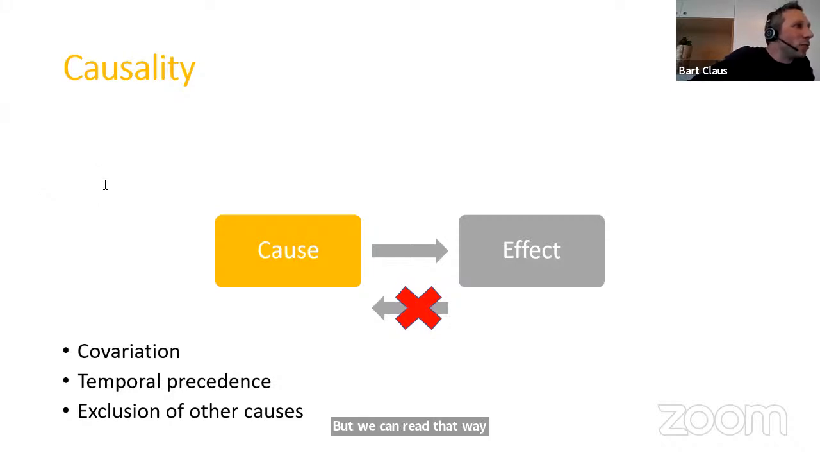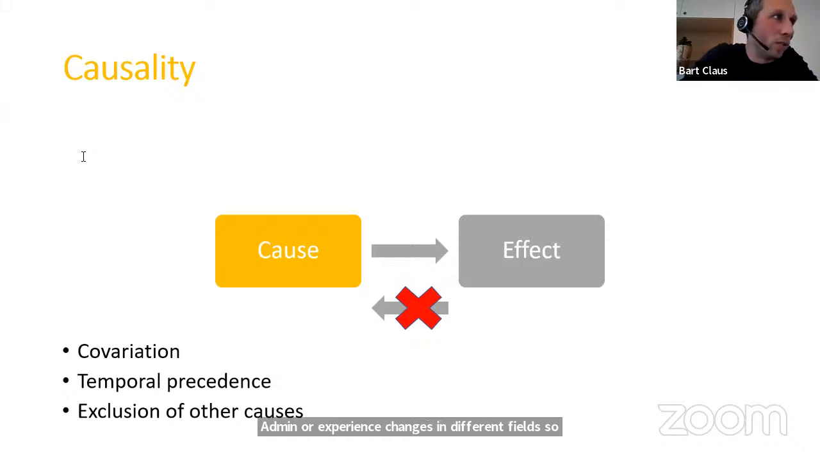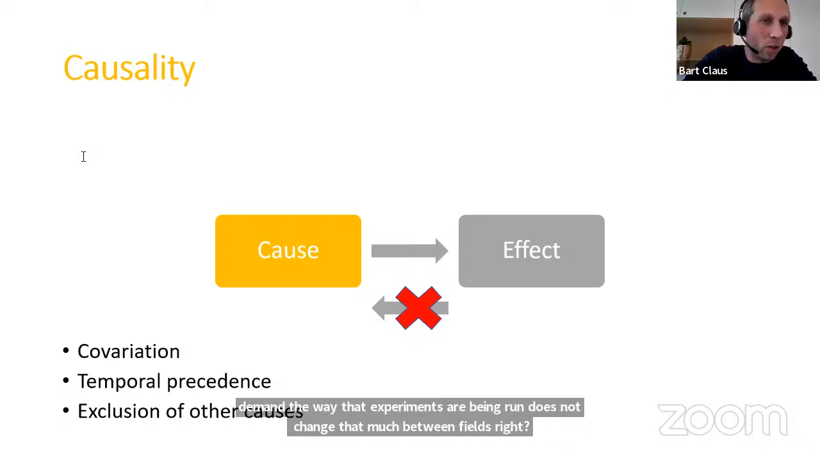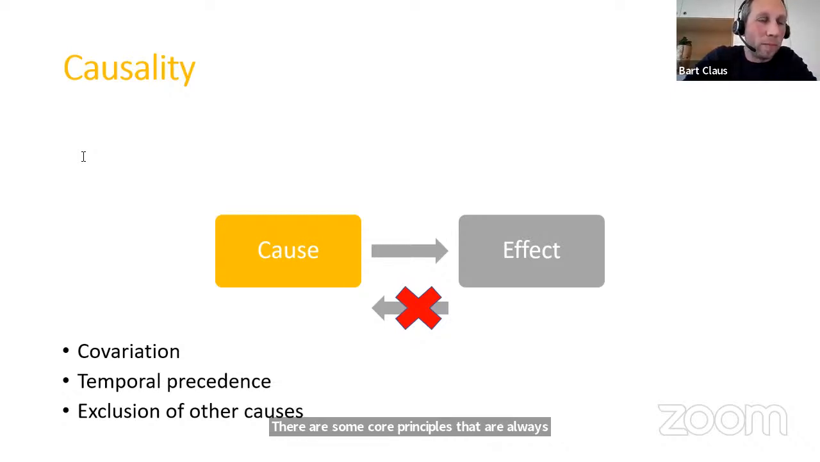So how can we differentiate between A/B experiment in digital marketing and data science? How does the manner of experiments change in different fields? So the way that experiments are being run does not change that much between fields, right? There are some core principles that are always important, some of which we are discussing here, right?